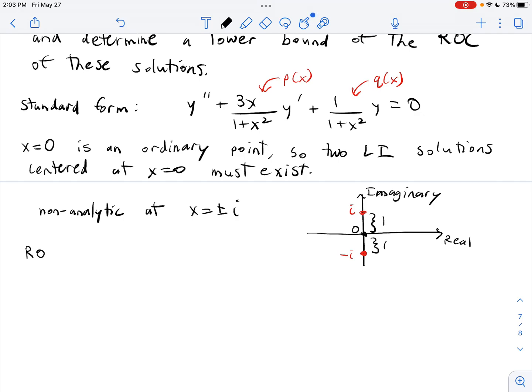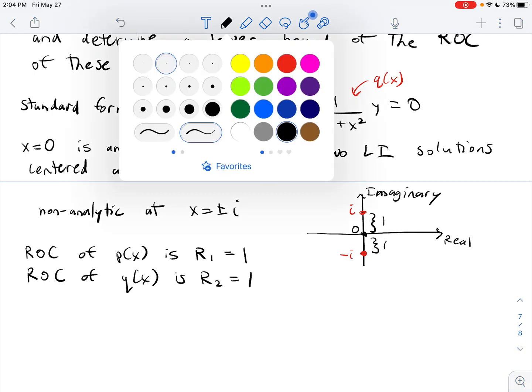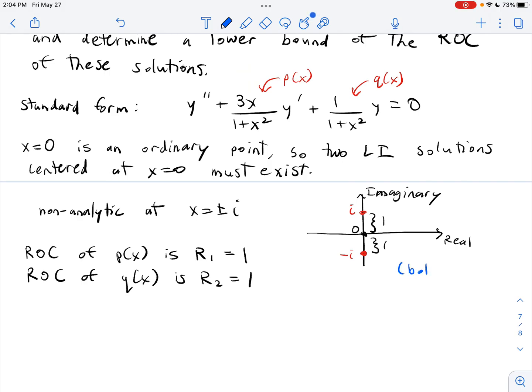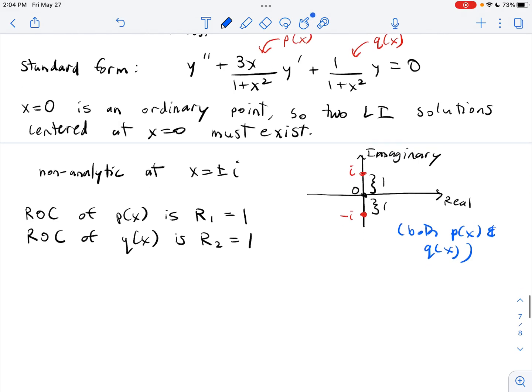This tells me that the ROC of P of x, call it R1, is equal to 1. And the ROC of Q of x is also equal to 1. Why? Because this picture that I just drew is true for both P of x and Q of x, since they have the same denominator.